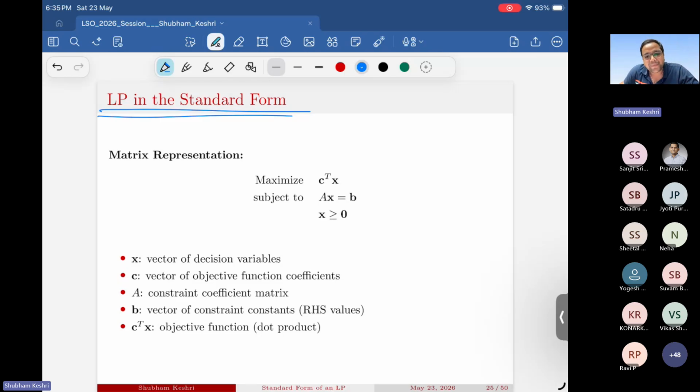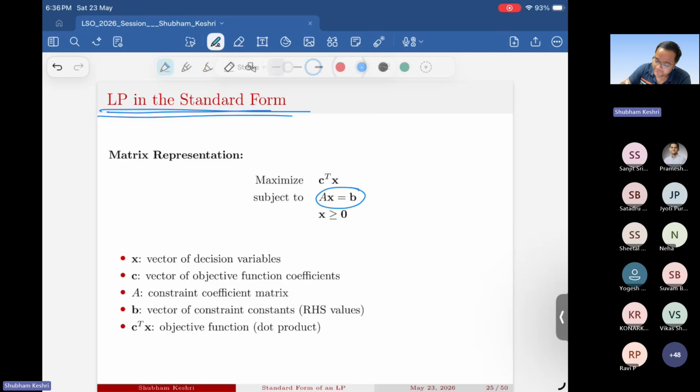Any LP can be represented using standard form. So what is a standard form? In the standard form of an LP, the constraints are of equality type. If you have a constraint like summation of Ai xi less than or equal to B, what you can do is add slack variables.